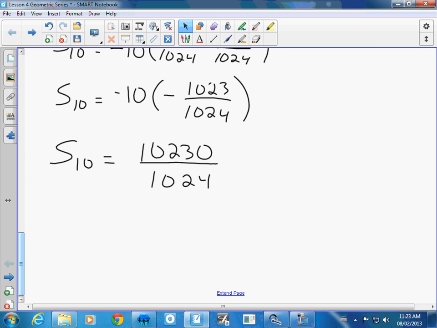Now, can you reduce it without a calculator? You can do this with most calculators. If you've ever used the ABC button on your calculator, you punch in 10230 ABC 1024, hit equals, and it will reduce it if it can. Have you ever done that before? Try it. 1023 ABC. Where's your ABC button? Press that and press 1024 and hit equals. That is a mixed fraction, 9 and 507 over 512.